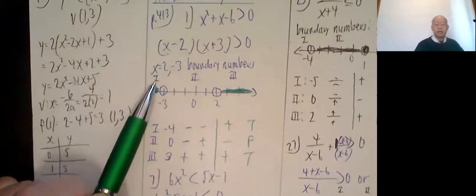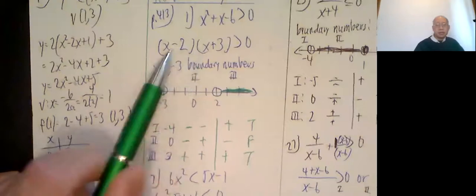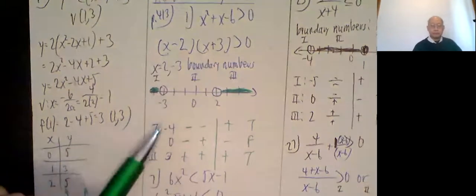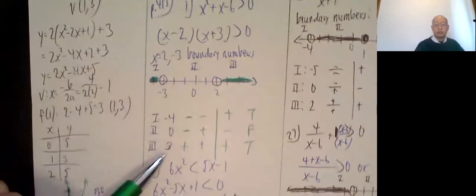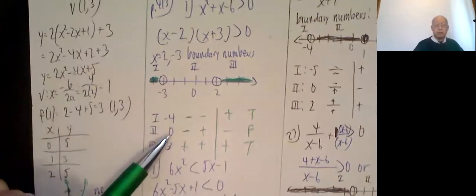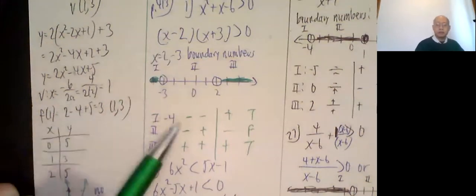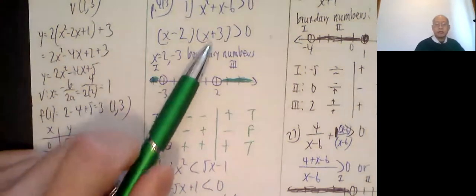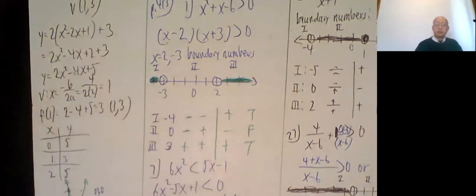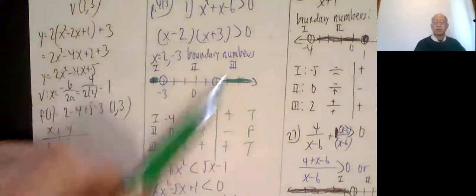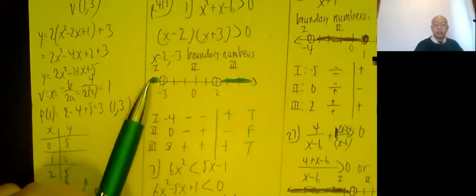There's no shading yet. Then you pick a number in regions 1, 2, and 3 and test it against the original inequality. So a number here is like negative 4. Number here is 0. Number here is 3. Plug in negative 4. I only need the sign. Negative 4 minus 2, negative. Negative 4 plus 3, negative. Negative times a negative, positive. Is the positive number greater than 0? Yes, that's true. True means I shade that region. False means I don't shade that region.